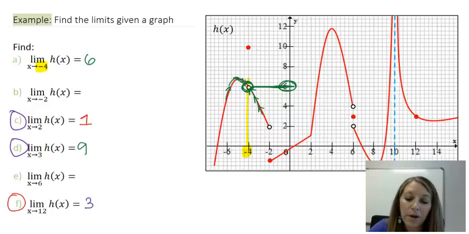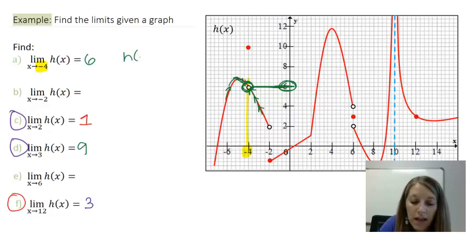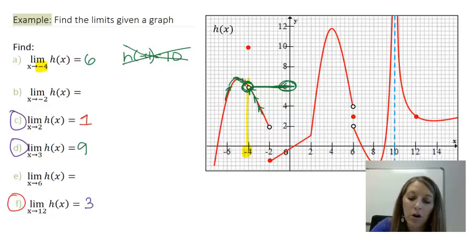Now notice I have a point up here. That's where my function is defined. So if I wanted h of -4, my function, that value would actually be 10. That's where my function is defined. I don't care about specific points in themselves. I care about where my graph is leading me to. And my graph leads me to this place right here, so that's why my limit is defined to be 6.